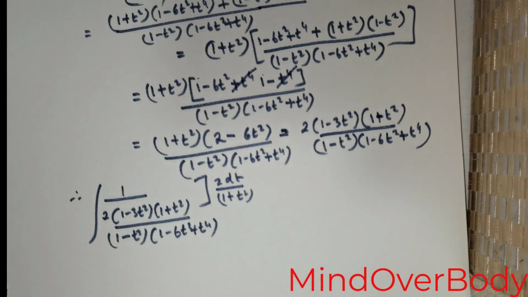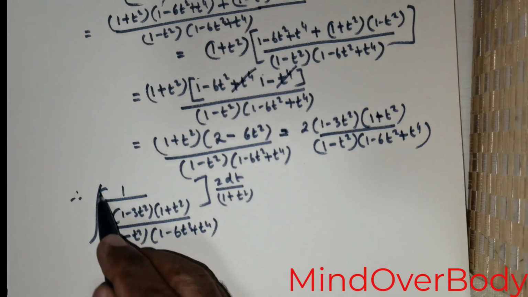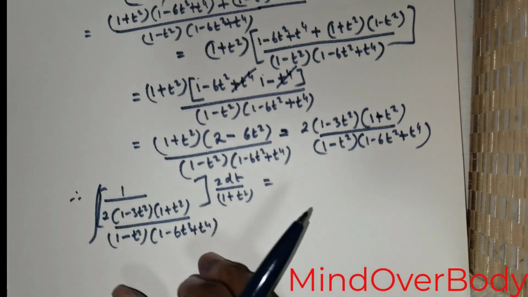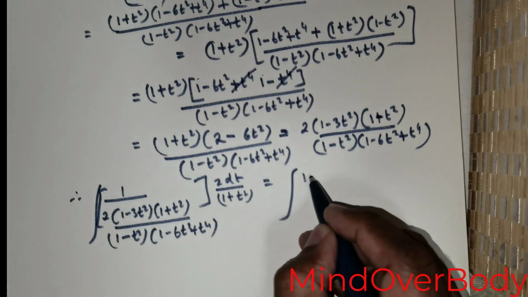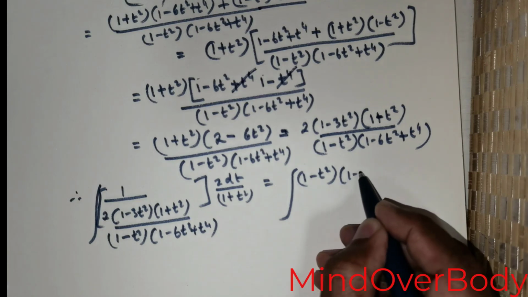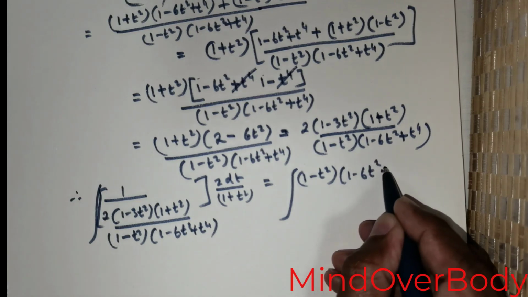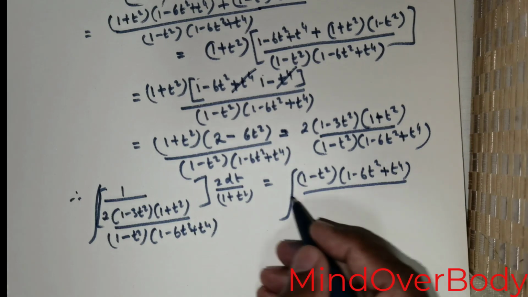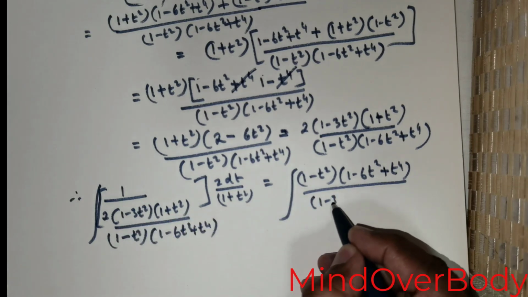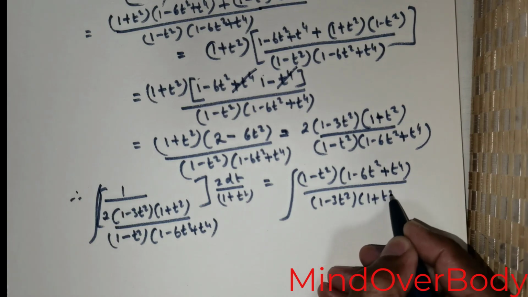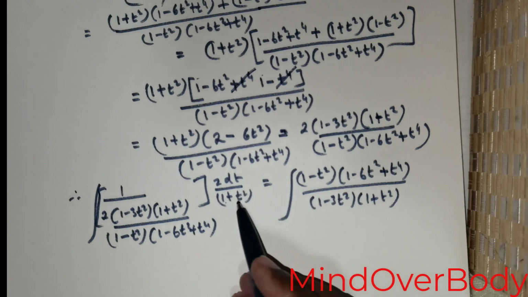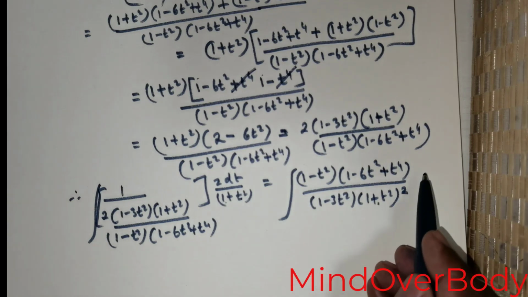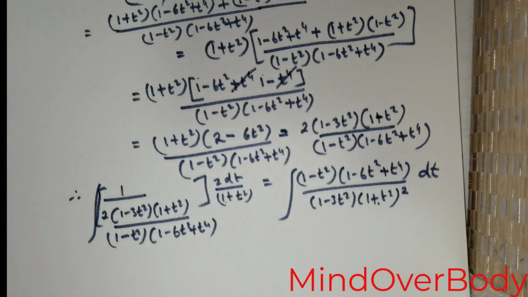I've got this quantity. Now what I need to do is I need to flip this. So when I flip this, this entire thing will go to the numerator. So this is the integral, let me write that down, (1 − t²)(1 − 6t² + t⁴) divided by, I got this quantity, (1 − 3t²)(1 + t²). So this is one quantity, and I've got this (1 + t²), so that can be clubbed with this, so that's going to be a 2 there, and I've got a dt there, and let's see how the simplification goes on.